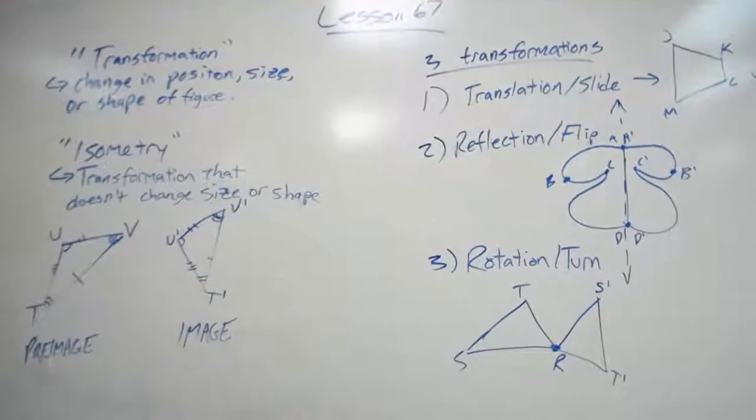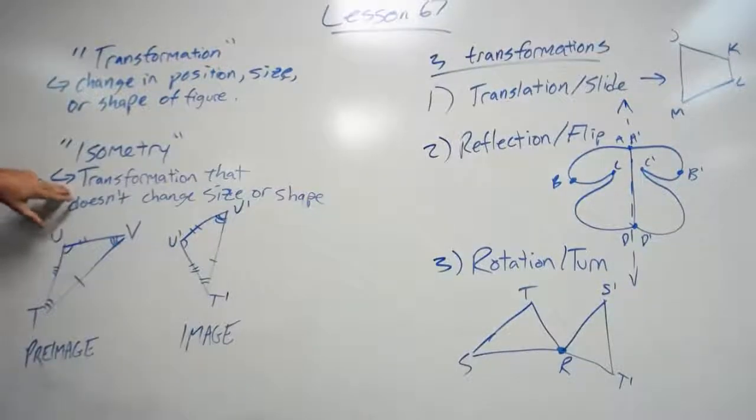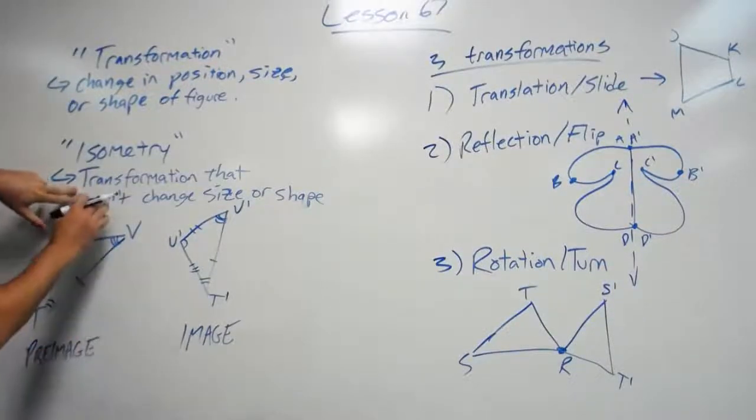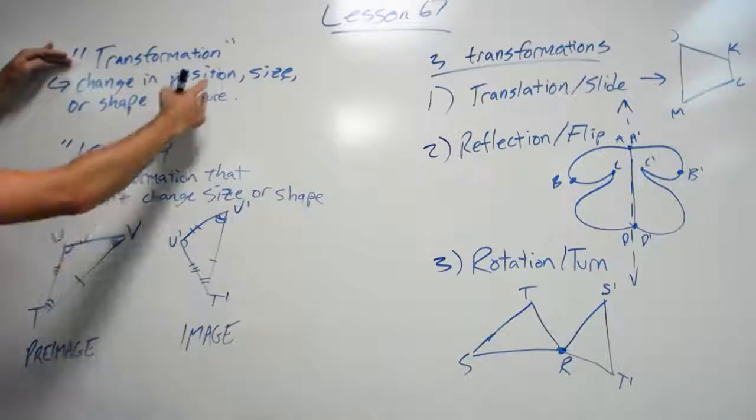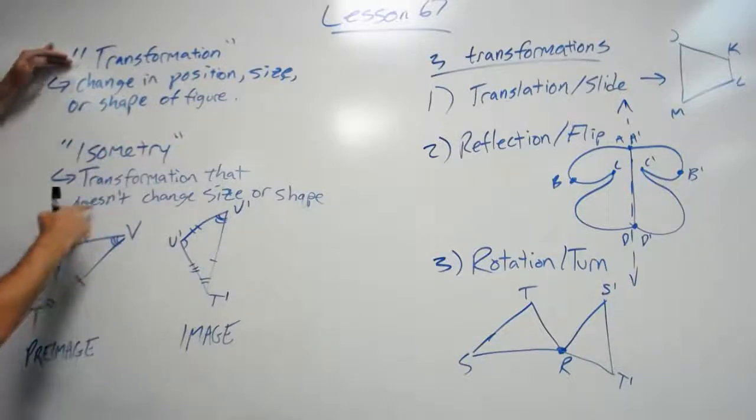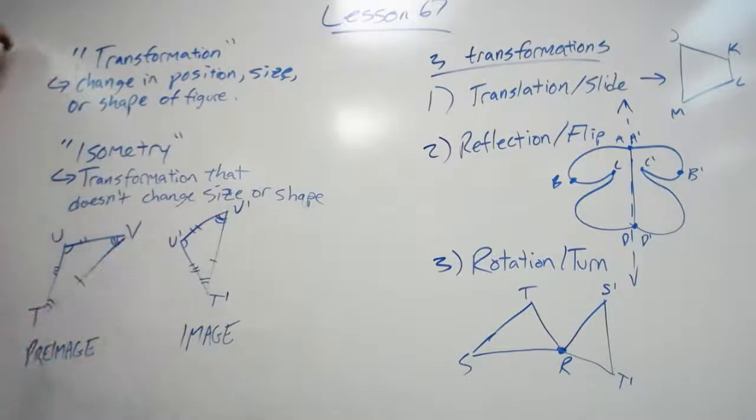An isometry is a specific type of transformation that does not change the size or shape. So previously, a transformation said we could change position, size, and shape. This one doesn't change the size and shape, so it only changes position. And I want to talk about these polygons here.